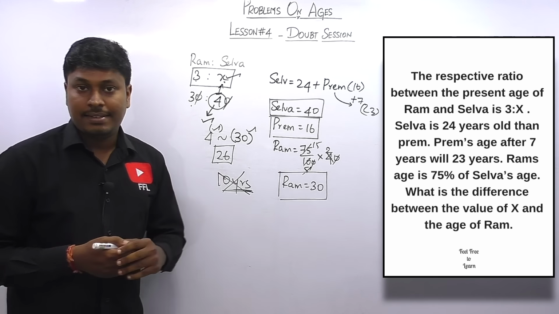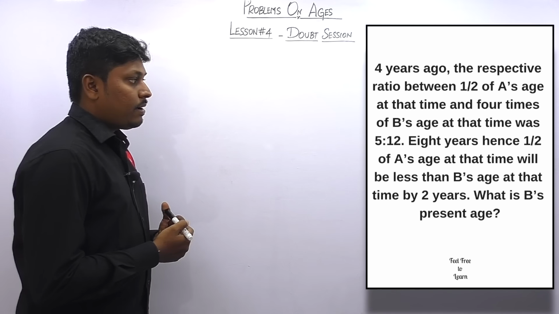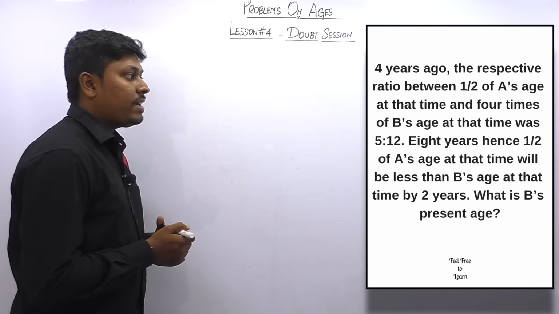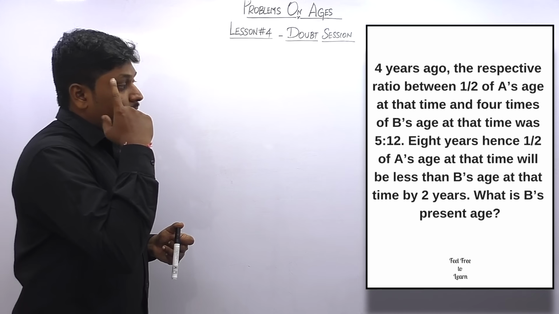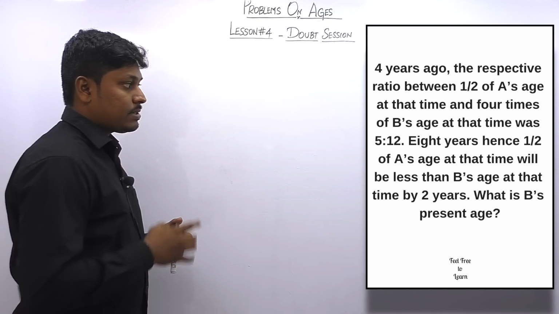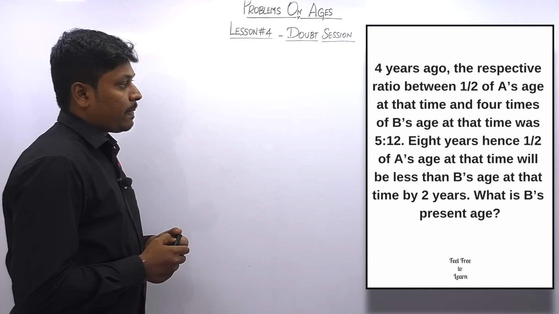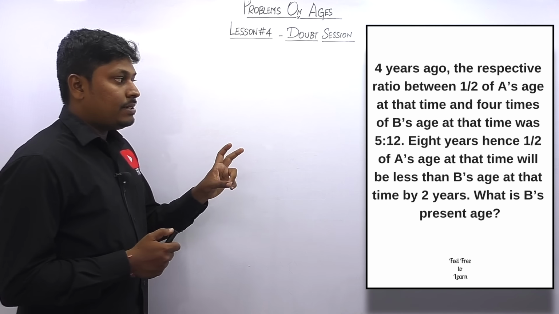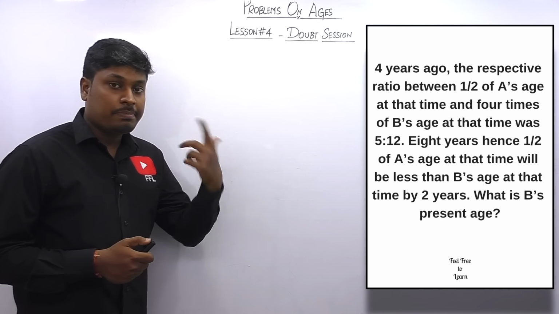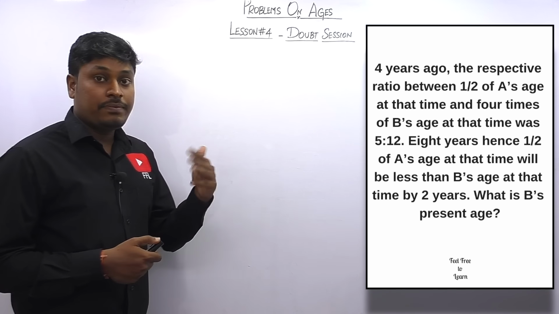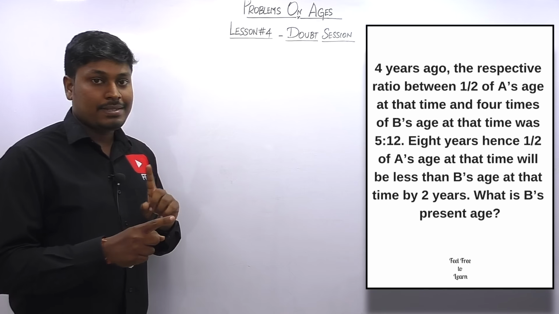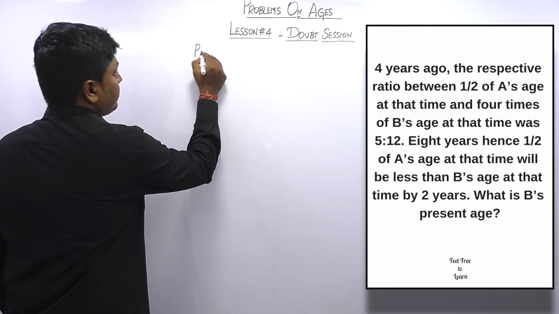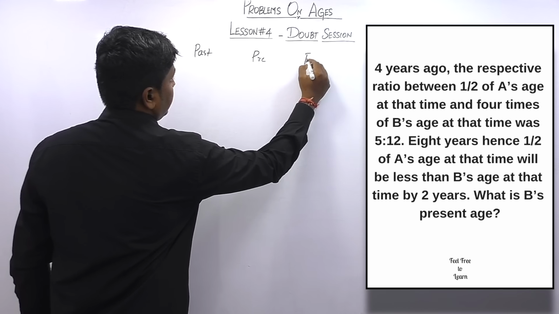Question number 8. 4 years ago, the respective ratio between 1/2 of A's age at that time and 4 times B's age at that time was 5:12. 8 years hence, 1/2 of A's age at that time will be less than B's age at that time by 2 years. What is B's present age? In this question they are talking about 4 years ago. They are talking about past, present and also future, because look at the second or third line, 8 years hence. So let me do one thing: past, present and also future.